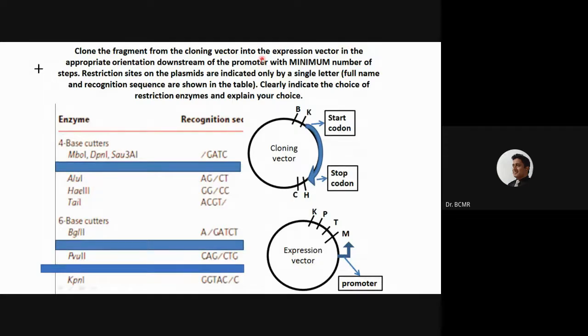Into the expression vector, in the appropriate orientation downstream of the promoter, with the minimum number of steps. Restriction sites on the plasmids are indicated only by a single letter. So here you can identify which one I meant. Clearly indicate the choice of restriction enzymes and explain your choice, justify your choice. That's what it means. So what you're supposed to do is, here is a cloning vector on which this is the gene of interest. You have a start codon and you have a stop codon.